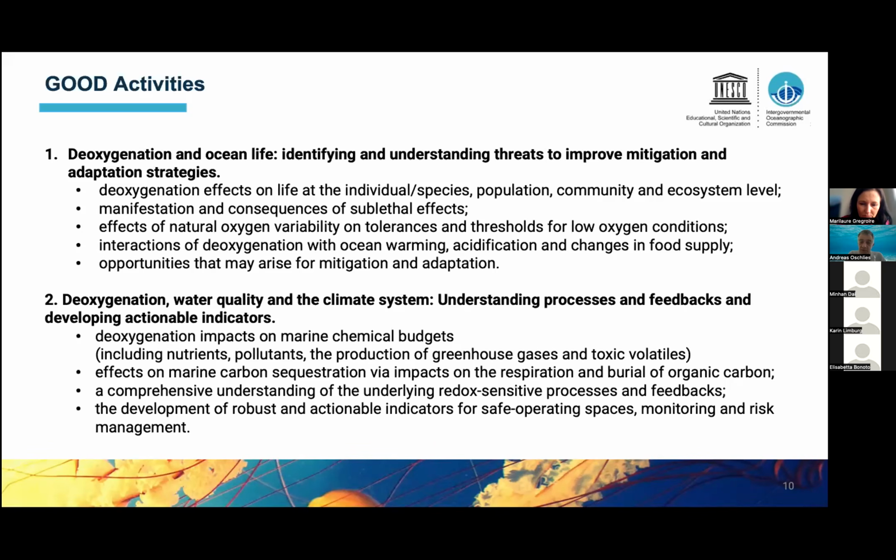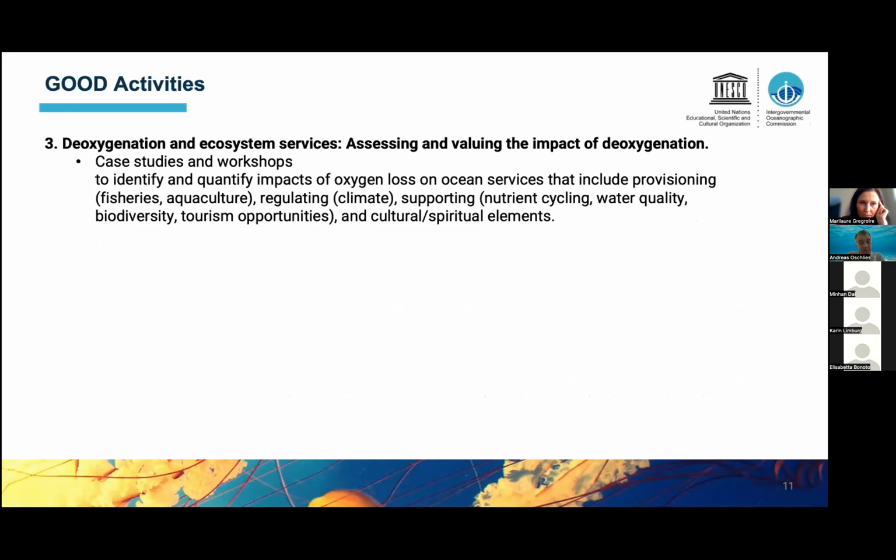And this should help to then develop robust and actionable indicators for these safe operating spaces. They may vary regionally for different types of ecosystems, but we have to find out what the thresholds are, how they interact with other stresses, and really develop the best scientific understanding to have good indicators that are robust and useful. The third activity is assessing and valuing the impact of deoxygenation.